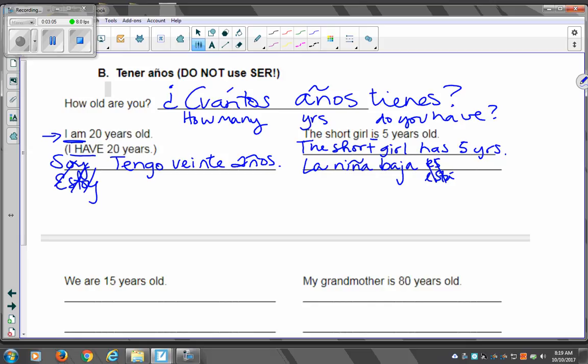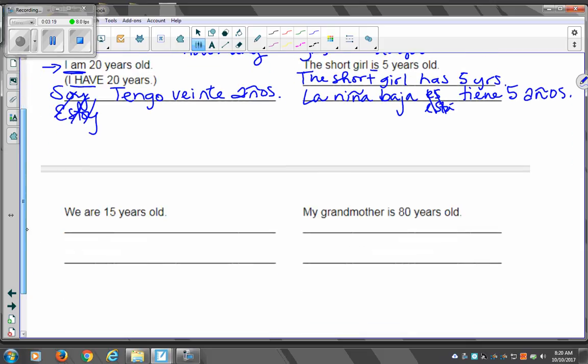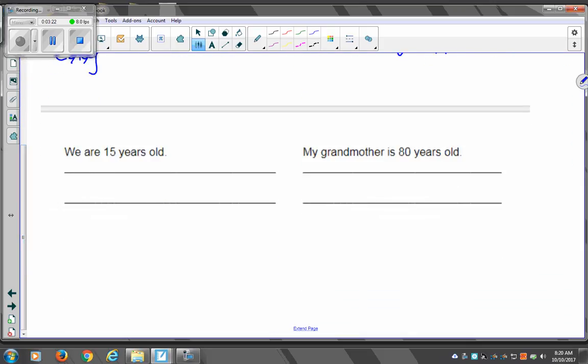This would be La Niña Baja. What form of tener goes here? Tiene, 5 años. And then life is good and you've gotten it correct. So you just have to get in el hábito, the habit of rethinking age. So right here where it says we are 15 years old, just stop and say, oh, this is age. I got to say we have 15 years.